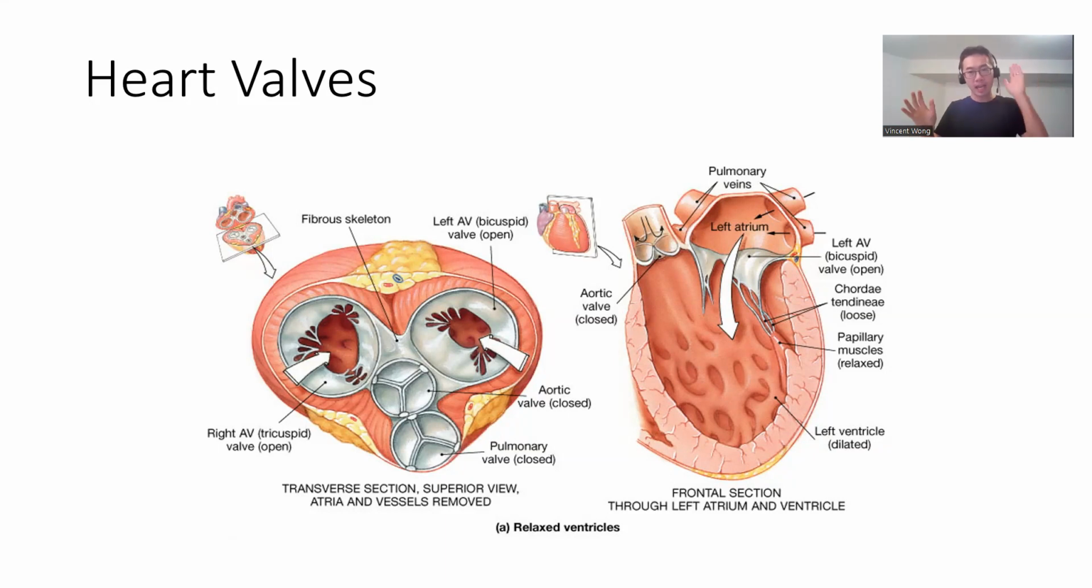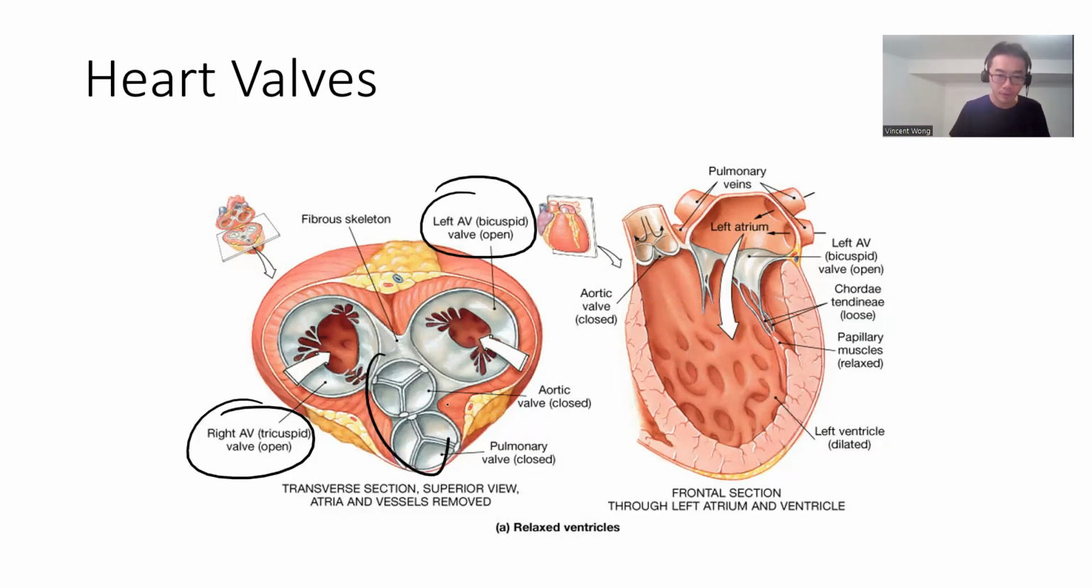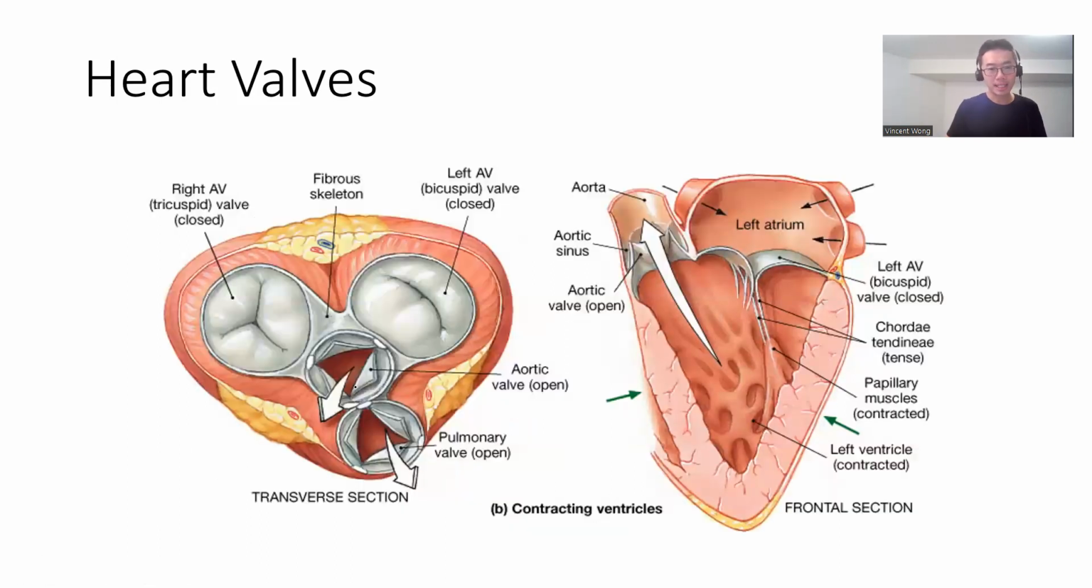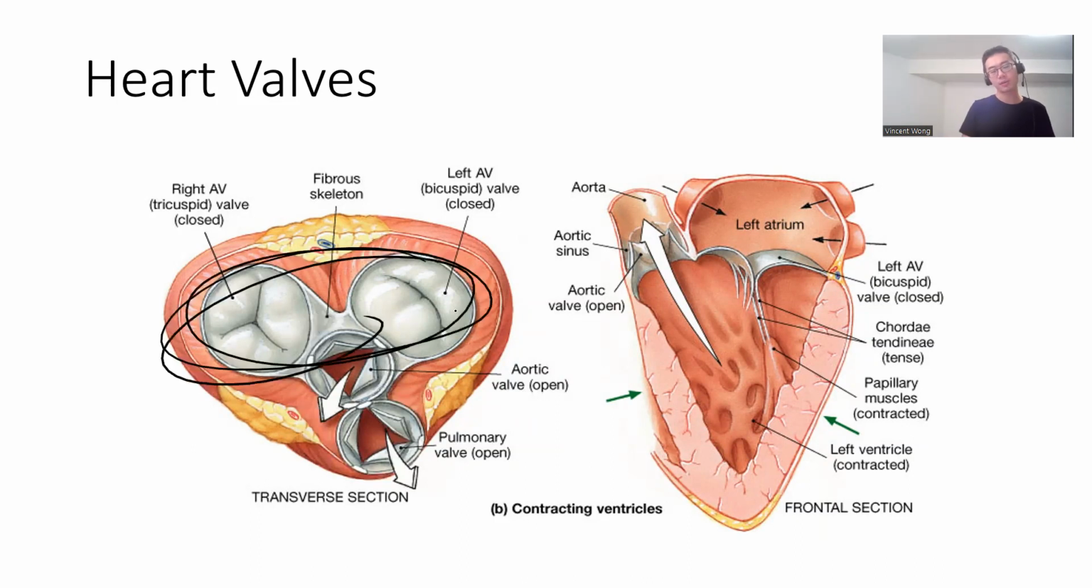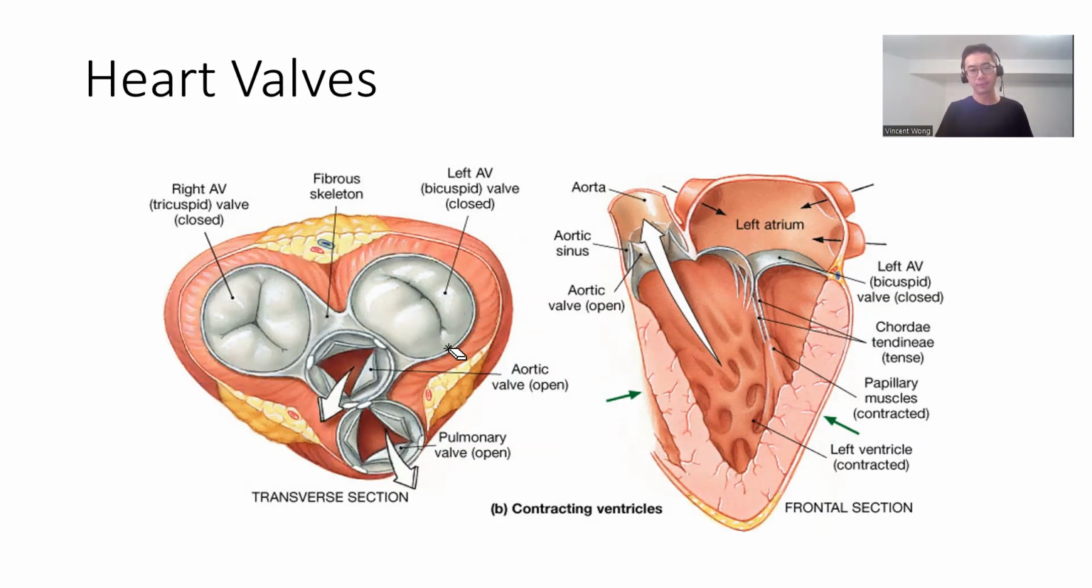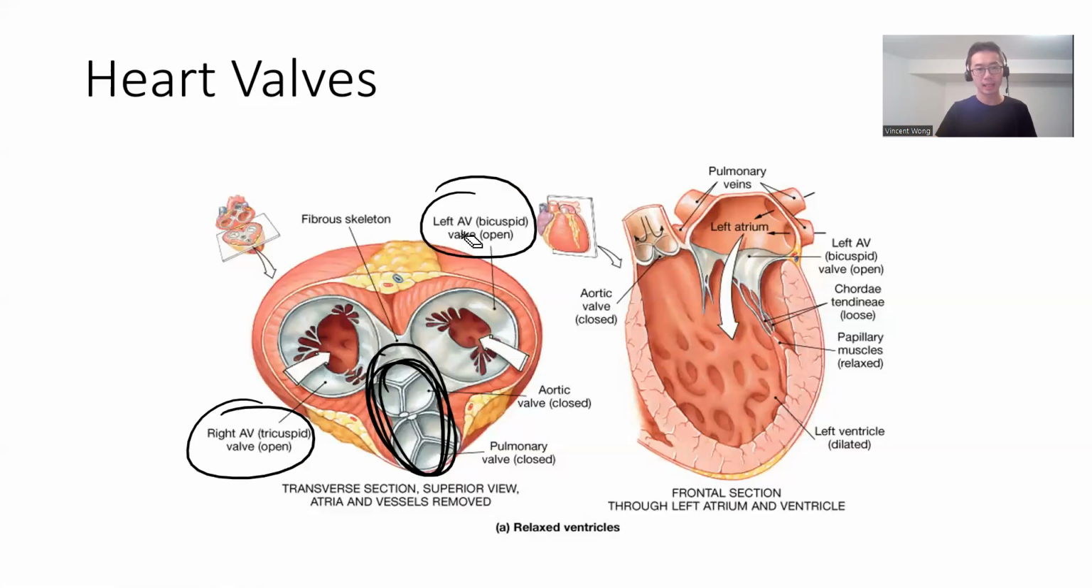But the two groups, the AV and the semilunar, will be out of sync. They are in sync with their own group, but out of sync with the other group. So you can see in this picture, when the AV valves are open, the semilunars are closed. When it's time for the semilunars to open, the AV valves are closed. Okay, so I want you to understand that.